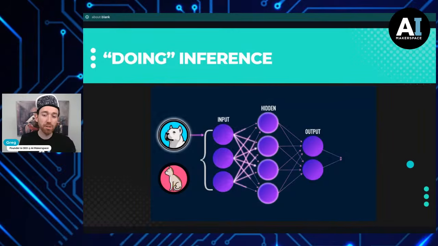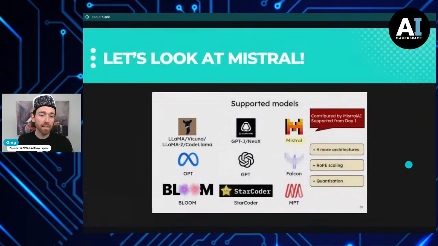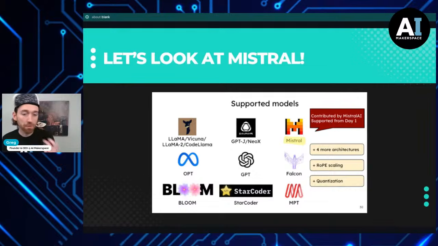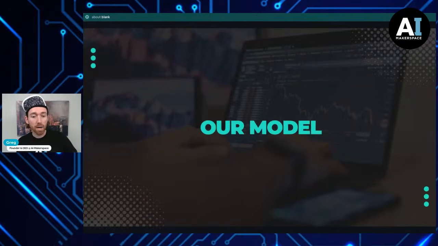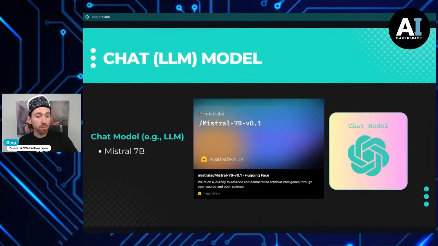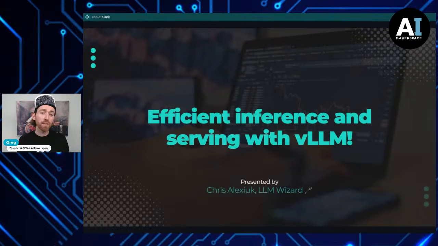So what we're going to do is look at one of the models that they have support for, one of the new latest and greatest, Mistral. We're going to pick that one up, and we're going to show you how to efficiently do batch inference offline, and how to efficiently serve it up online. So our model for the day is going to be Mistral 7B v0.1, and that's all we need to hand it over to Chris, the LLM wizard, to show us how to do efficient inference and serving with vLLM. Chris, over to you, man.